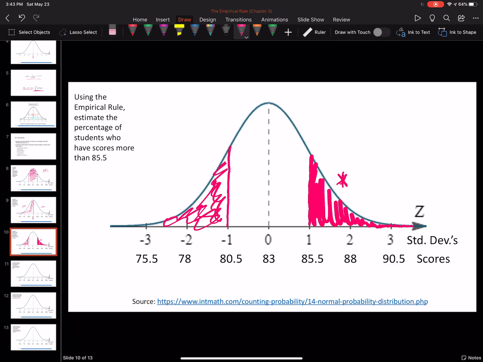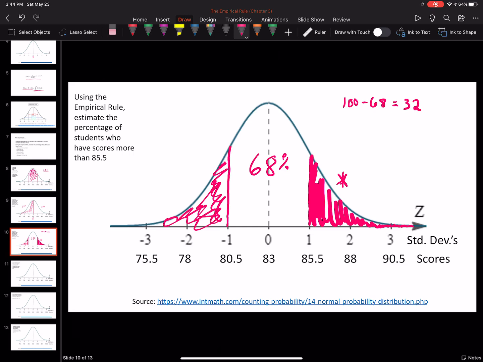Well, the answer is we do know what it is. It's 68%. We know that 68% is here. Now, that's not the answer, so what do we do now? What we know is that the area under this entire curve has to be 100%. So we're going to take 100 and subtract out that 68%, and what that gives us is 32.